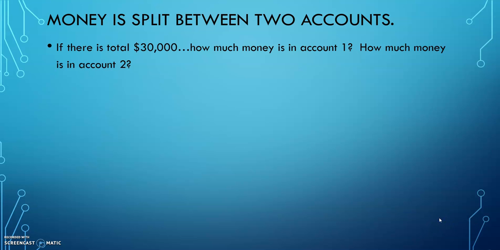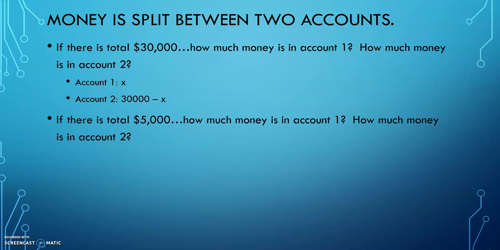If there's a total of $30,000, how much money is in account 1? How much money is in account 2? We would say account 1 has x dollars. Account 2 is going to have 30,000 minus x.